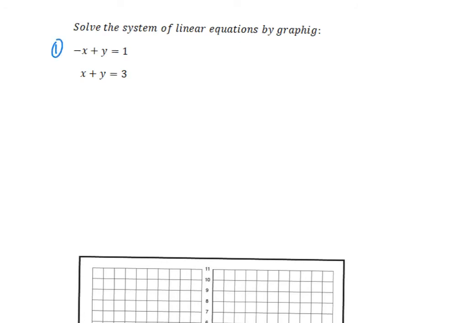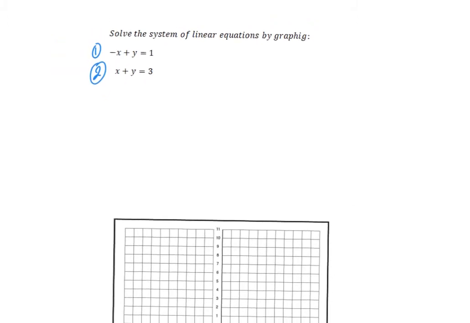And let me call this one equation number 2. Let's call these 1 and 2. All right, so let's try to graph this one here. So equation number 1 is negative x plus y equals 1.